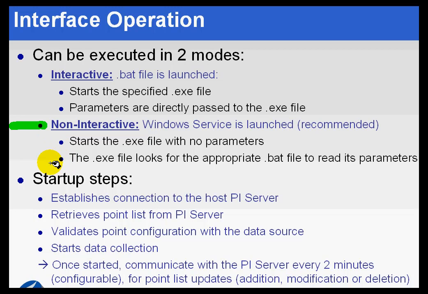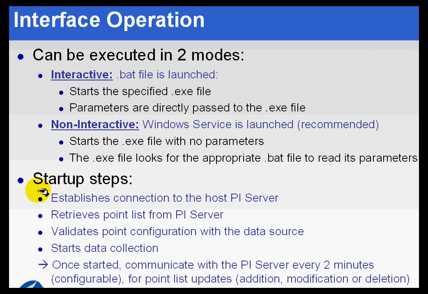Now, interestingly enough, both of them use exactly the same batch file, because in the case of an interactive execution of the interface, we simply execute the batch file, and that's where we pass the arguments. In the case of starting up as a service, the executable itself, the service itself, is going to look for the batch file and parse out the parameters in there and use that as it executes.